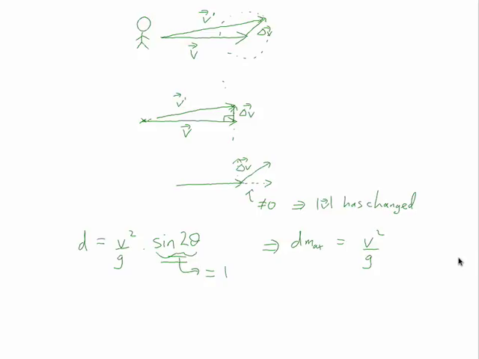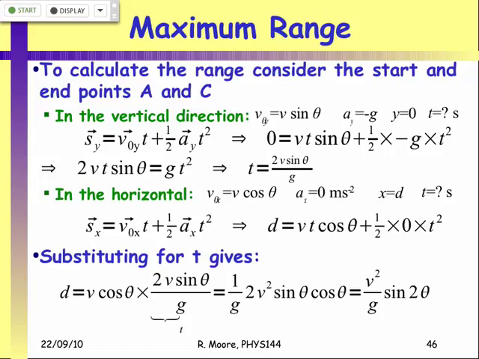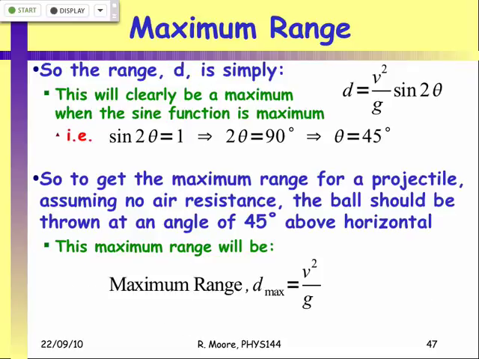So the next question is, okay, when do we get the maximum range? Well, we get it when sine of 2 theta is equal to 1. The angle that gives us a sine of 1 is pi over 2 radians, or 90 degrees. So that means that 2 theta must equal, I'll do it in degrees here, 90 degrees. And of course, that means that theta is equal to 45 degrees. And so we get our maximum range when we throw the ball at an angle of 45 degrees, and the maximum range we get is v squared over g. So this is just what we calculated here.